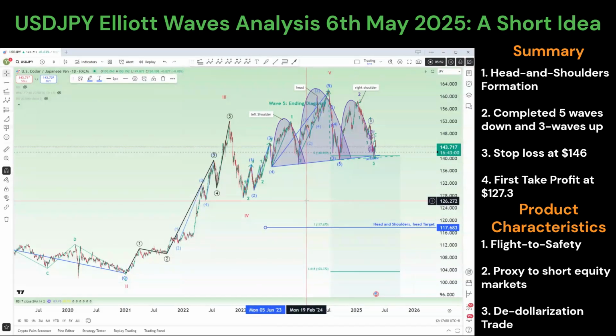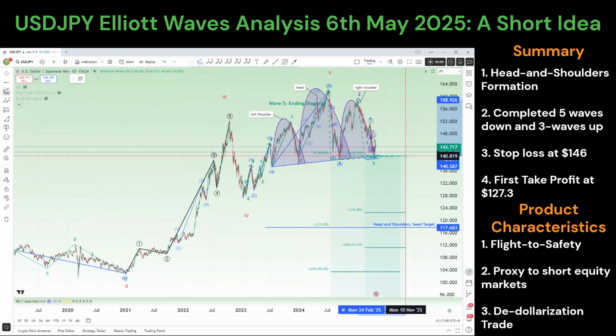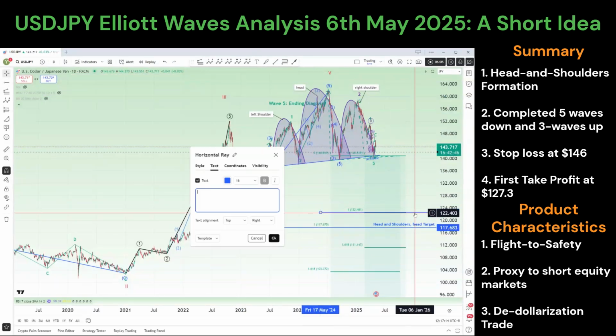Now, a shorter term target would be given using the right shoulder. Using the right shoulder, and you do this, 1:1 will give you here. So this one will be the head and shoulders right shoulder target.